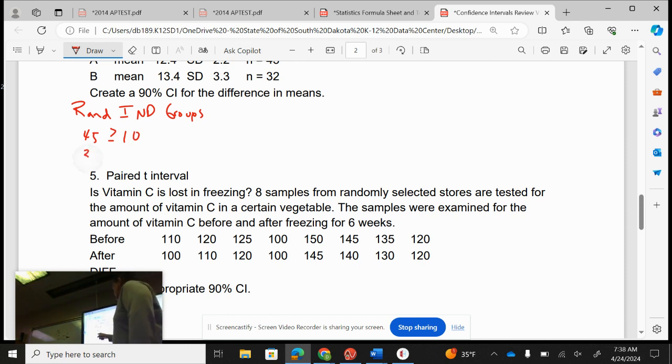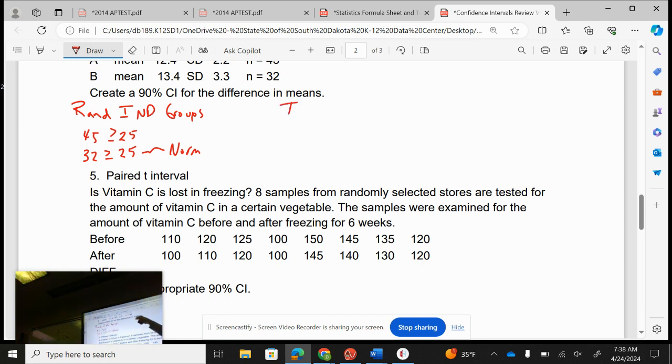This one is a sample of 45. This one's a sample of 32. Those are both bigger than, whoops, I put 10. Sorry. Get that out of there. Both bigger than 25. So it's nearly normal.